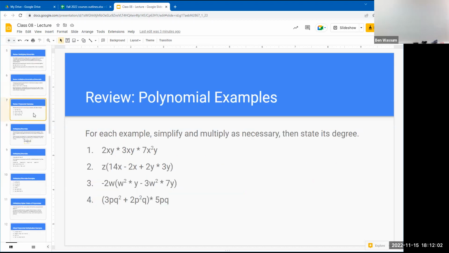Okay. So for each example, simplify and multiply as necessary, then state its degree. Okay. So I'm going to write some of these out.